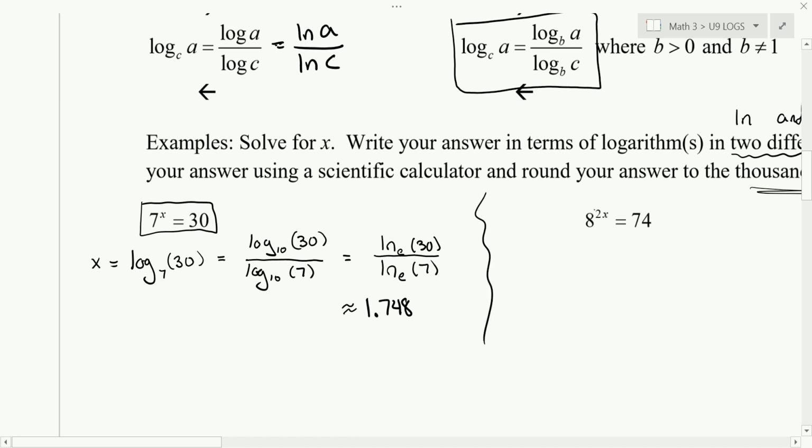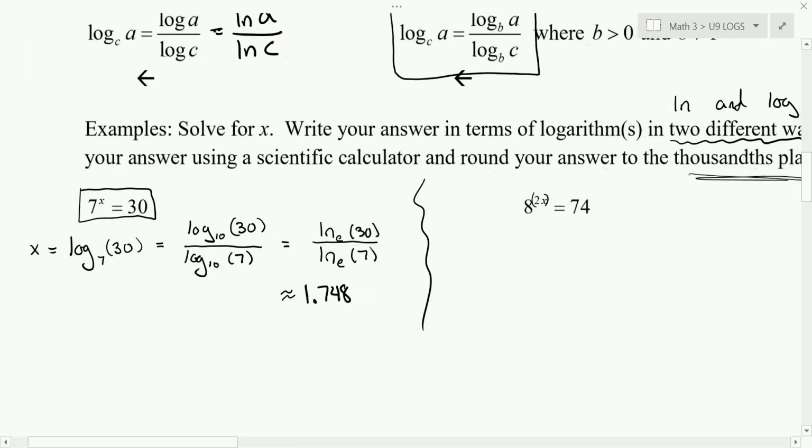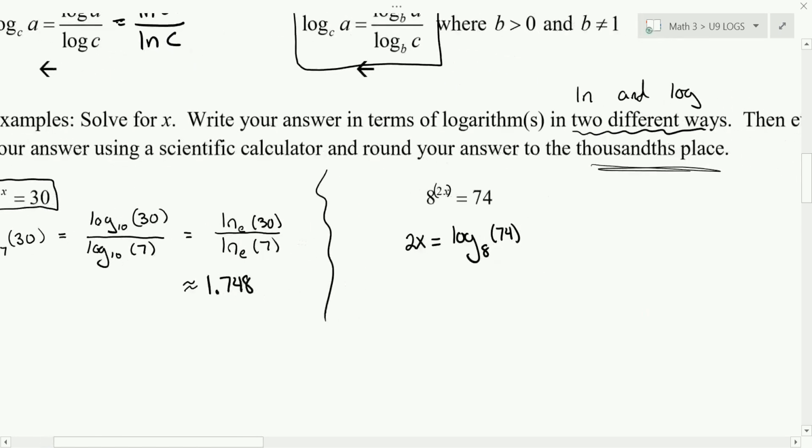We got 8 to the 2x is equal to 74. And so first step, change it out of exponential form into log form. And we're going to get 2x, the exponent, is equal to log base 8 of 74. And I'm going to rewrite this as 2x is equal to, and we get to change our base. So I'm going to use natural log first. So natural log of 74 over the natural log of 8.